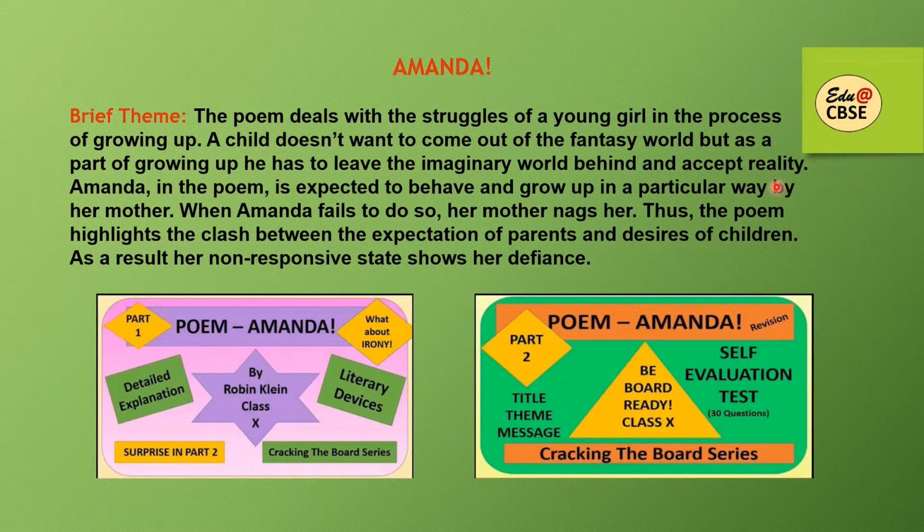So same is happening with Amanda. So Amanda in the poem is expected to behave and grow up in a particular way by her mother. But when Amanda fails to do so, her mother nags her. Thus, the poem highlights the clash between the expectation of parents and desires of children. So parents जो चाहते हैं कि उनके बच्चे एक particular तरीके से बड़े हों, उनमें कुछ अच्छे values, कोई अच्छी आदतें आए, but बच्चे वो अपनी freedom enjoy करना चाहते हैं.